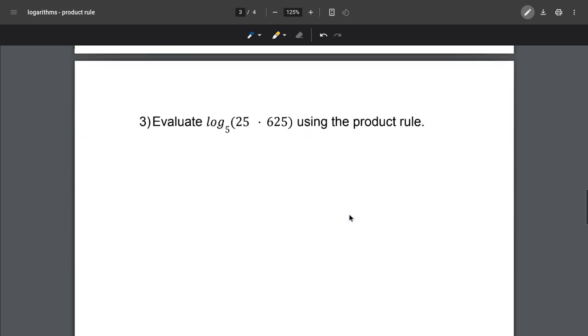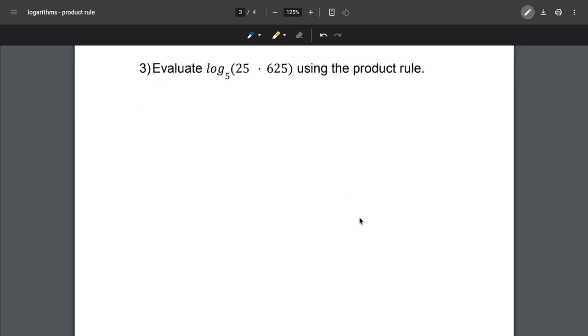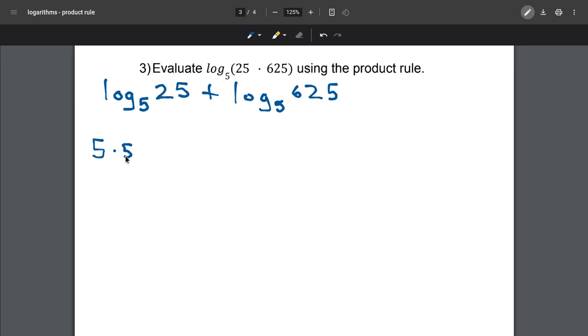Let's just do these next couple ones and we'll just do the product rule. So we've got log base 5 of 25 times 625. So I'm going to break this apart into log base 5 of 25 plus log base 5 of 625. So how many 5s do we have to multiply together to get 25? Well, 5 times 5 equals 25, so that's just 2 5s.